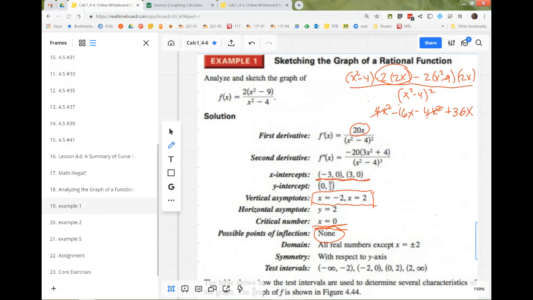That's correct. And how about a y-intercept? Somebody else speak up, please. How do you find y-intercepts? When a point crosses the y-axis, what is true of its coordinates?